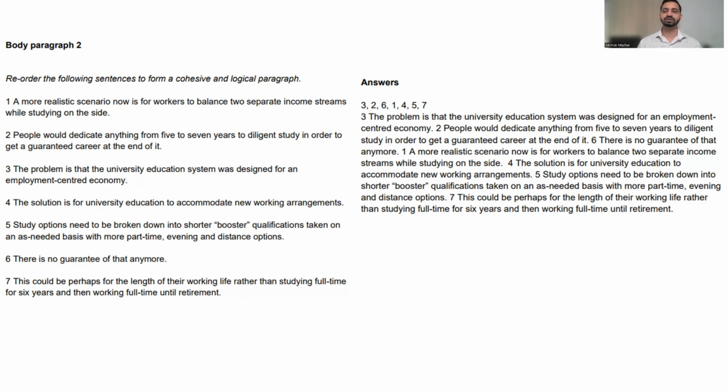Study options need to be broken down into shorter boosters, with qualifications taken on as needed, with more part-time, evening and distance options. And lastly, number 7 concludes everything, wraps everything up. This could be perhaps for the length of their working life rather than studying full-time for 6 years and then working full-time until retirement. So that's the sort of paragraph you want to write to be able to get a really high score in IELTS.